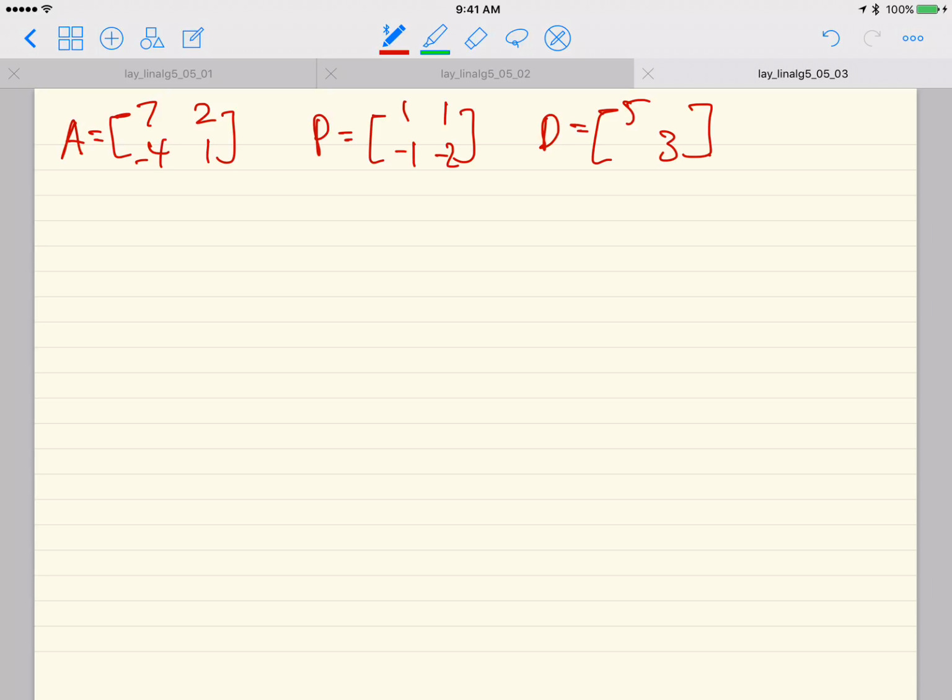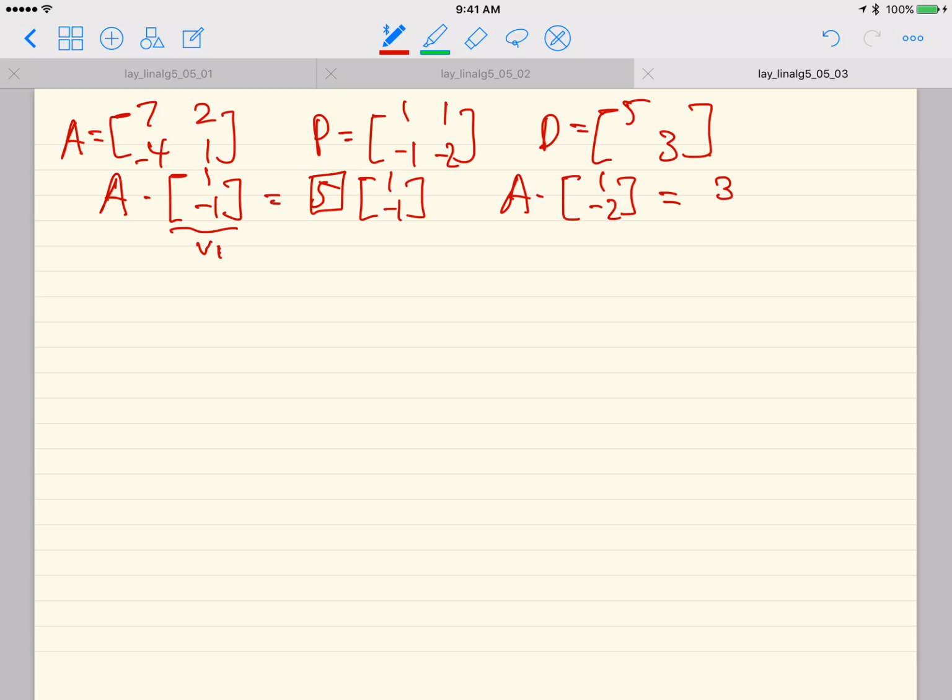Then let me write the eigenvalue and eigenvector equation separately for each eigenvector and eigenvalue pair. So A times (1, -1) is the first eigenvector, so let's call this V1. What will be the eigenvalue? It's 5, right? Because this one corresponds to this one. Then A times the second eigenvector (1, -2) is 3 times (1, -2), so this is satisfied.